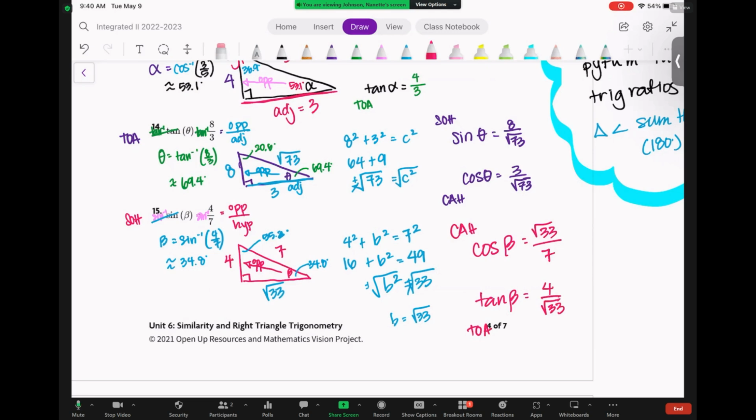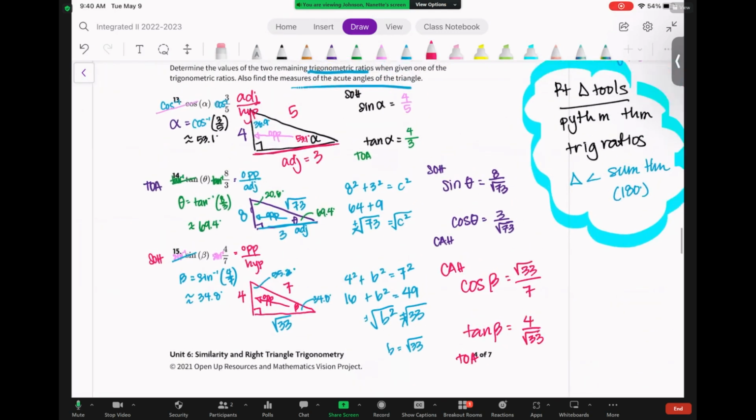Okay, so for these problems here, your biggest thing here is drawing that right triangle. Once you draw your right triangle, then you can find all the sides and the missing angles, just like we did in the previous video, and then you're all set.